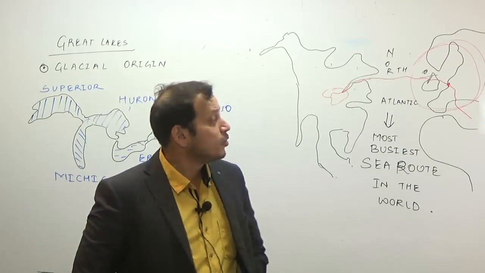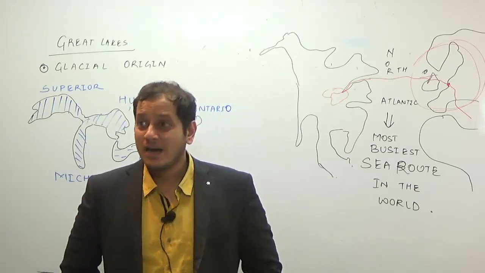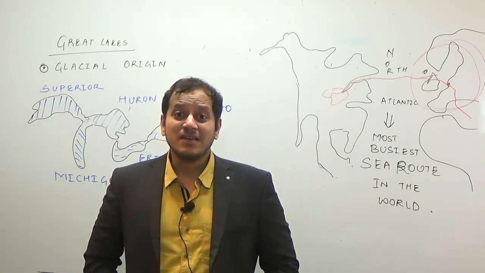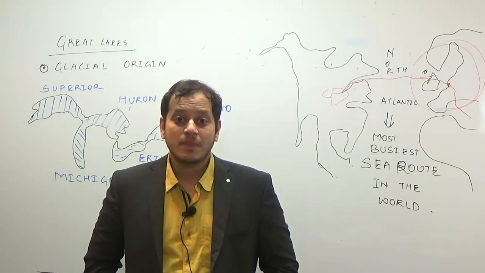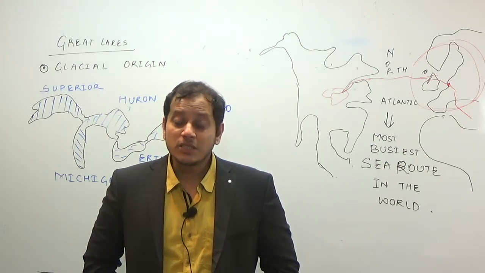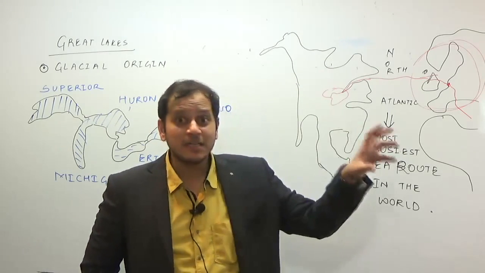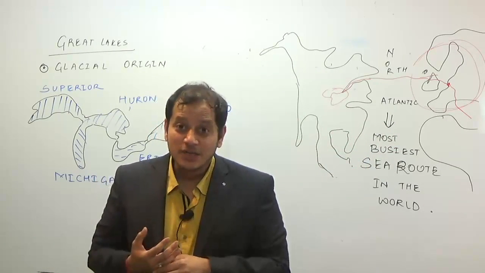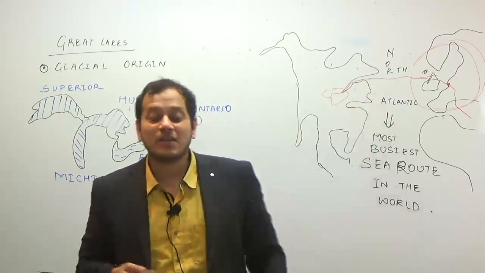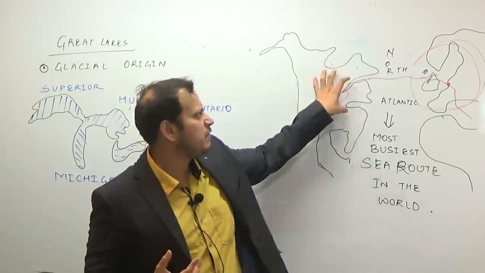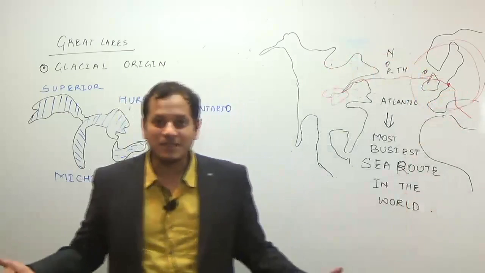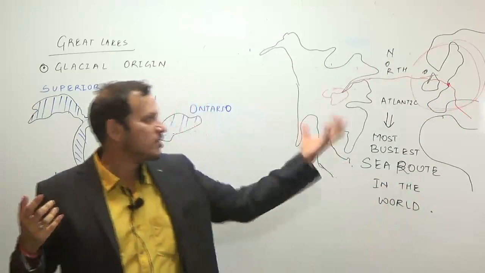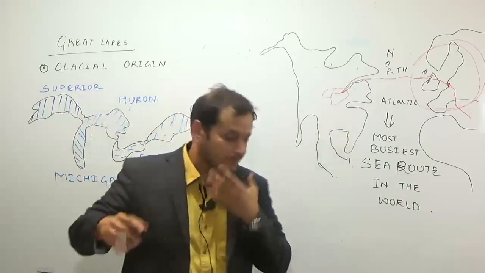Now, which is the busiest sea route in the world? The North Atlantic region, the Pacific region, or the region surrounding Singapore, that is the Indian Ocean region? So you have an answer. It is the North Atlantic region that is the busiest. One developed market to another developed market. Obviously, economically, these are the two superpowers, and therefore this is the busiest sea route in the world.